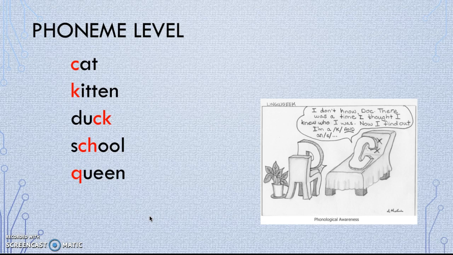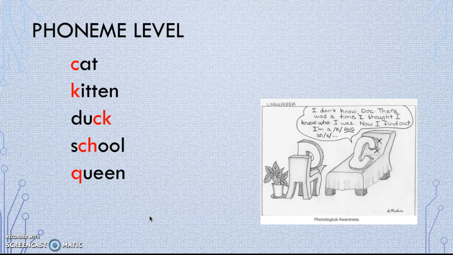At this level, children need to be able to segment a word into individual sounds, blend sounds together, and manipulate sounds. For example, changing letters. So how do you turn cat into hat? You take away the k and you put in a h, and then that makes hat. There's lots of information about this on pages 219 to 224 of the e-text.